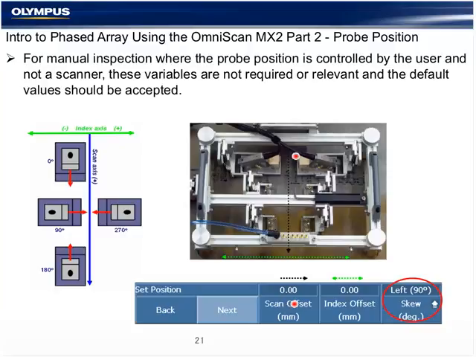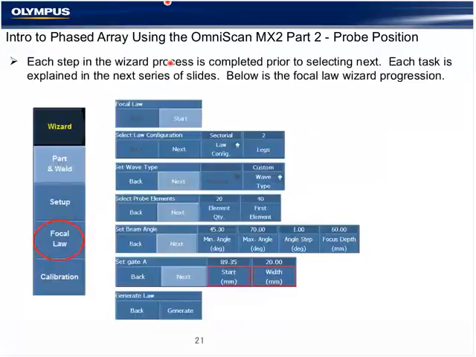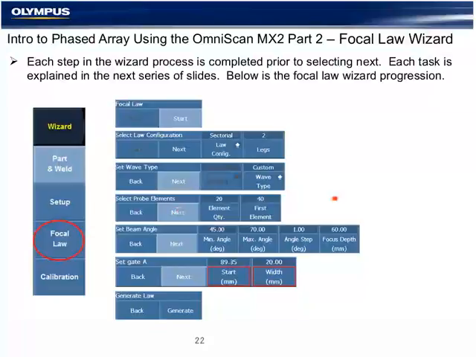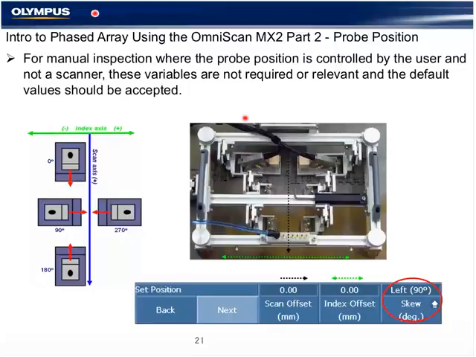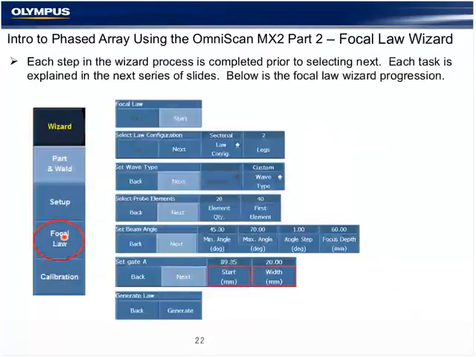The index offset is the position relative to the weld here to the face of the wedge. And in a manual inspection, we will leave this 0 until we find a flaw. And again, we are stepping through the wizard one step at a time, completing the necessary setups for the focal law of the sector scan. So we've completed, at this point, the group wizard, and we will go ahead and take a look at that on the instrument.